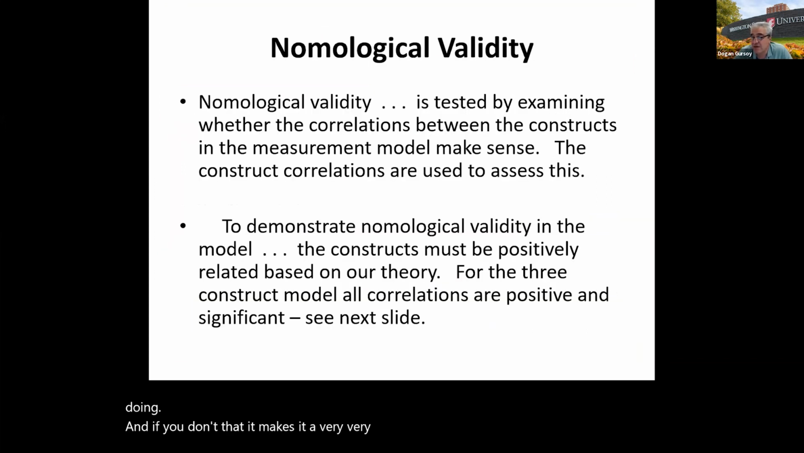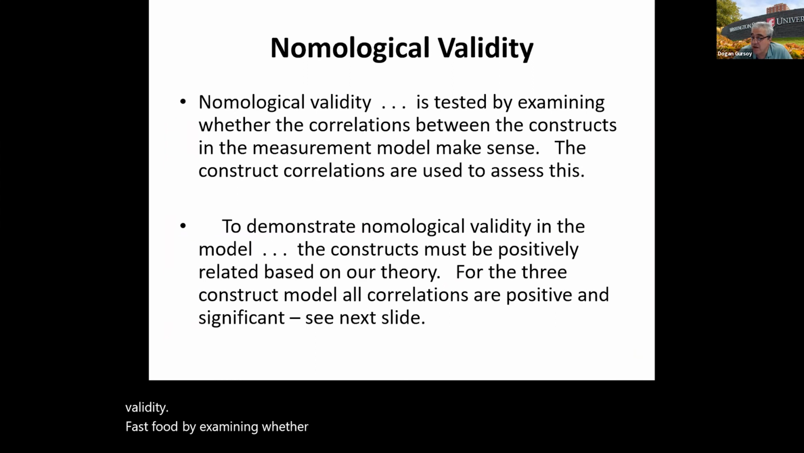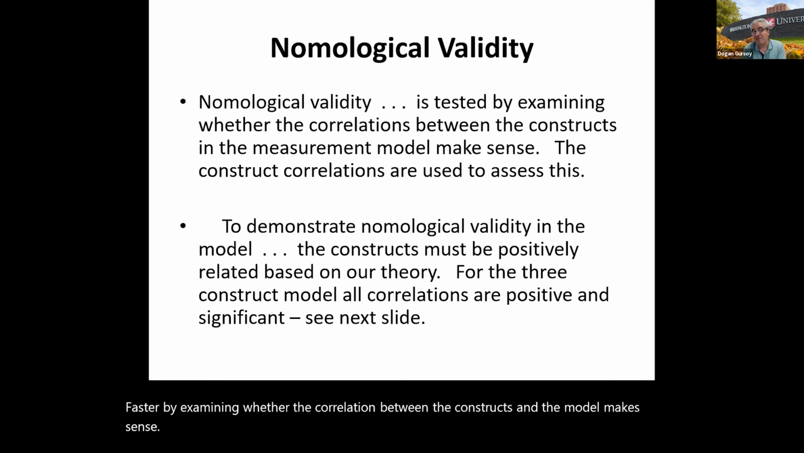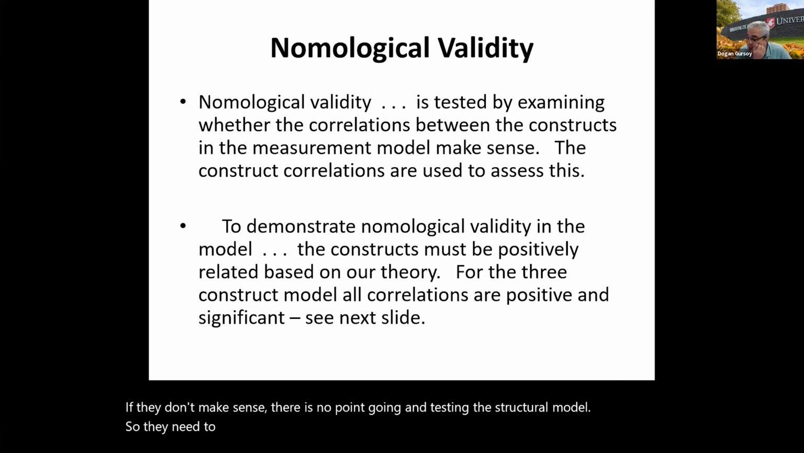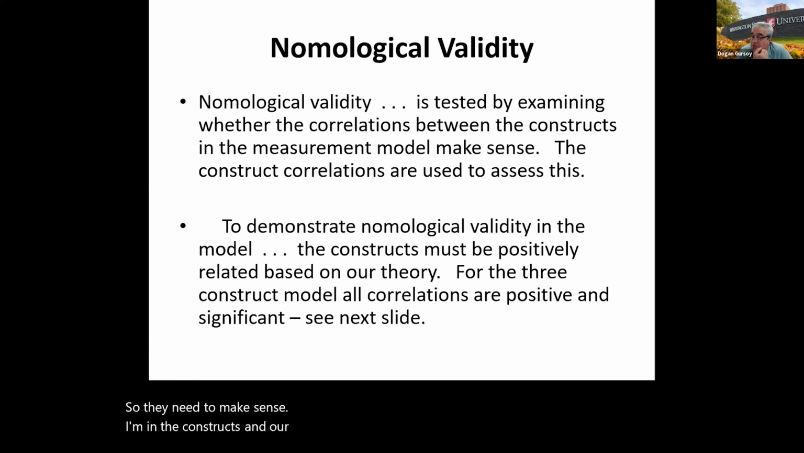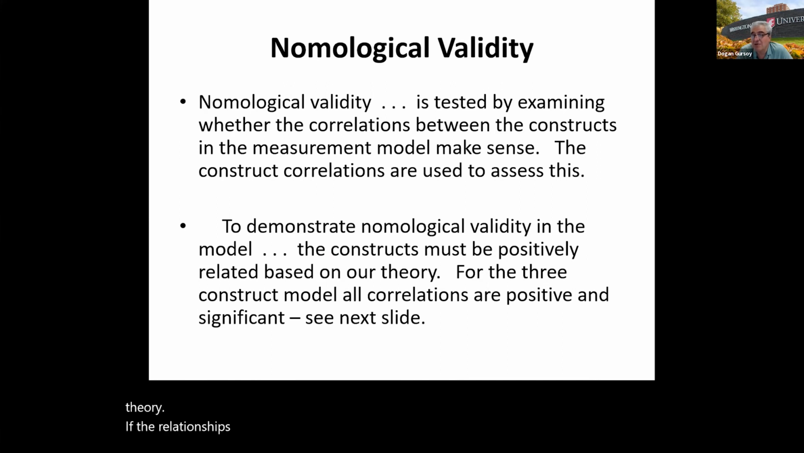And then you look at nomological validity. It is tested by examining whether the correlations between the constructs in the measurement model make sense. If they don't make sense, there is no point going on to test the structural model. So they need to make sense. The constructs in our theory suggest that they need to be positively related. If the relationships are negative, then there's something wrong.